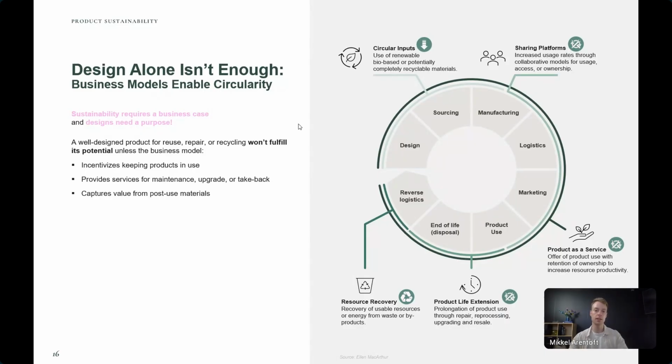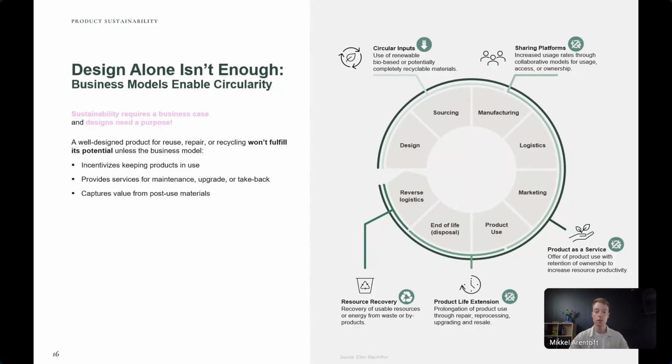Sustainability requires a business case, which is what you design your product for. If you design your product to be repaired, you will need to provide repair instructions, spare parts, and maybe even training in repairing your product.